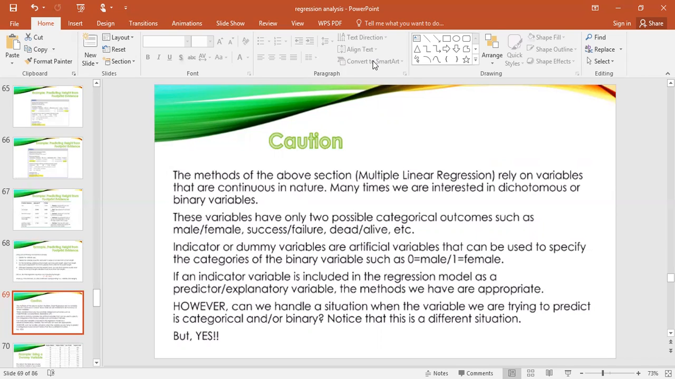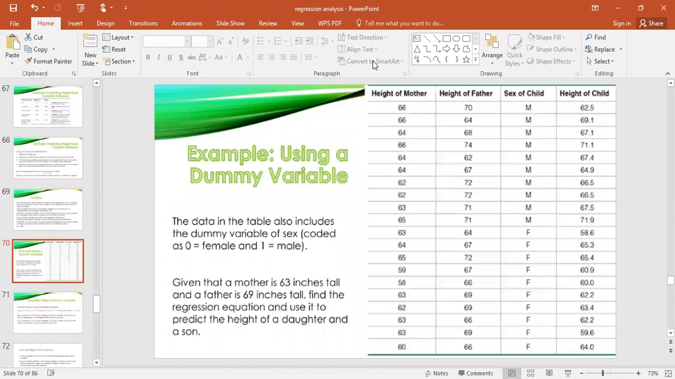If an indicator variable is included in the regression model as a predictor or explanatory variable, the methods we have are appropriate. However, can we handle a situation when the variable we are trying to predict is categorical and binary? Notice that this is a different issue, but yes. Using a dummy variable, the data in the table also includes the dummy variable of sex coded as 0 for female and 1 for male.